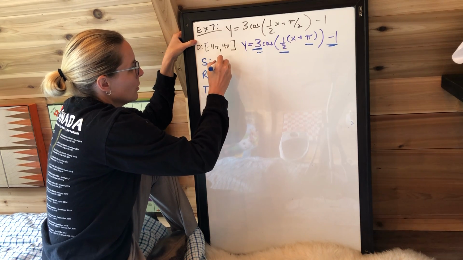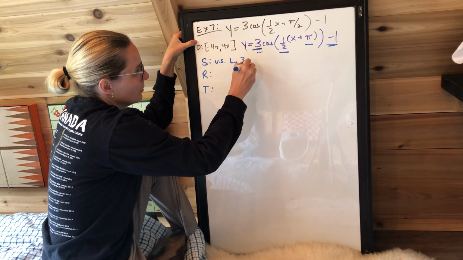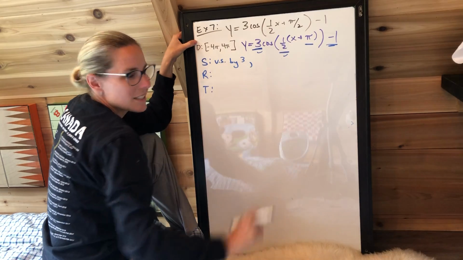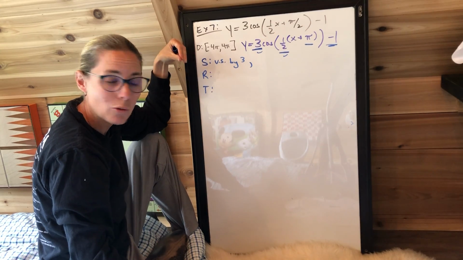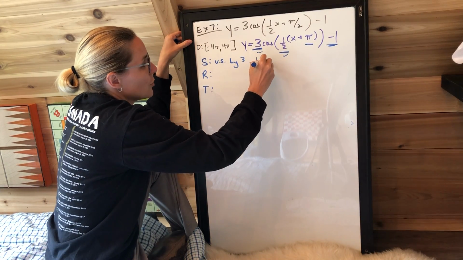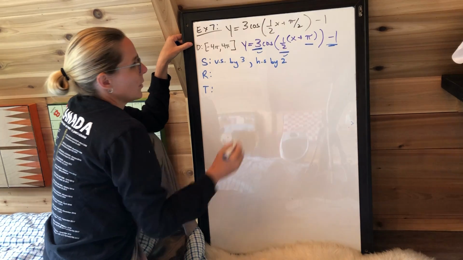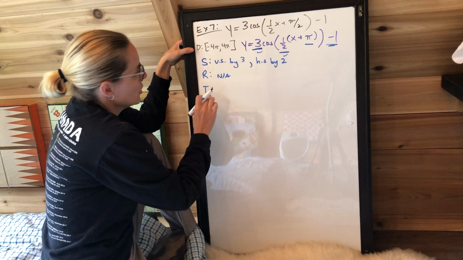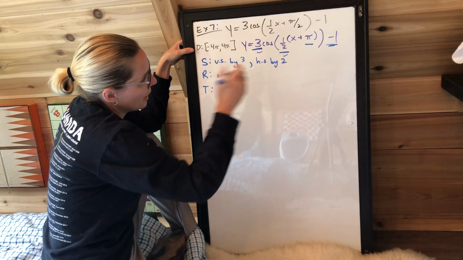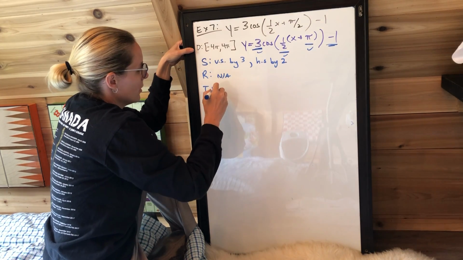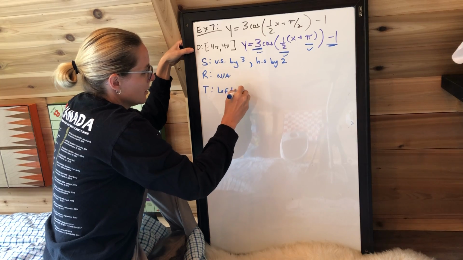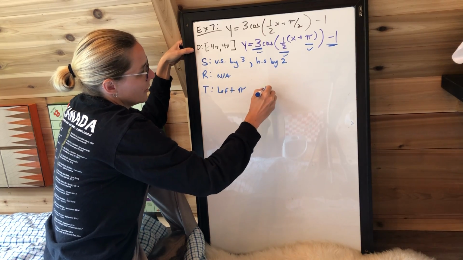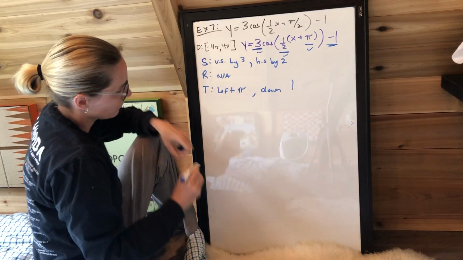This one here, vertical stretch by 3. This one here, it's actually a number between 0 and 1. Remember, horizontal is opposite, so this is a horizontal stretch by 2. Reflections, none, just write not available. Translations are either up, down, or left, right. So we have two. We have left pi, and we have down 1.